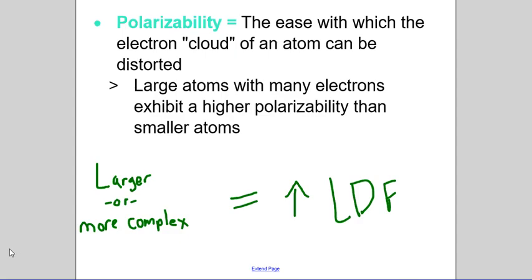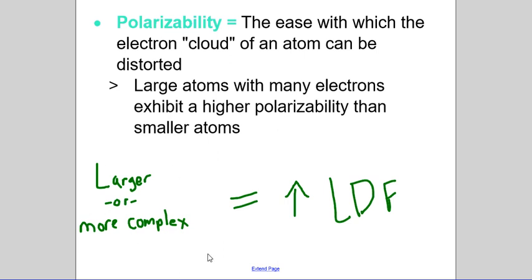So one of the things that's worth talking about is polarizability. So when we're talking about LDFs, it's primarily with non-polar things, so things that aren't polar on their own. Polarizability is essentially just saying how easy it is for these LDF forces to pop in and out of existence. So larger atoms with many electrons are more polarizable than smaller atoms. And when I'm talking about large and small here, I'm not talking about mass, I'm talking about number of electrons. Something that has more electrons is more polarizable than something that has less electrons. So when I say larger, that's what I mean.